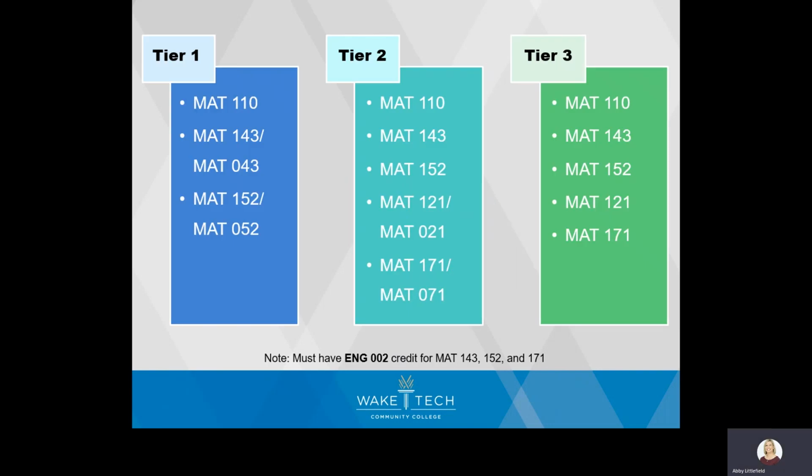Just to recap your options based on the tier completion for this semester, completing Tier 1 allows you to take Math 110 by itself, along with Math 143 or Math 152 with a co-req. Tier 2 allows you to take Math 110, 143, and 152 by themselves, in addition to Math 121 and 171 with a co-requisite. And completing Tier 3 allows you to take any of the Gateway Math options without having to take a co-req.